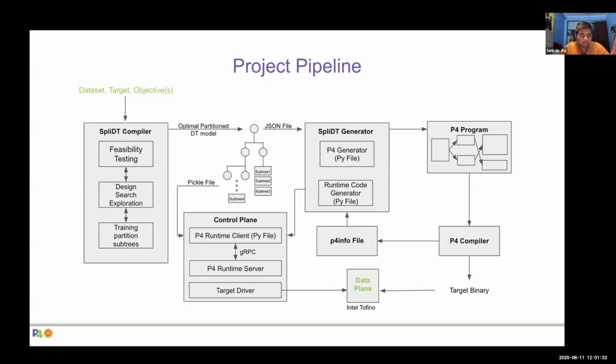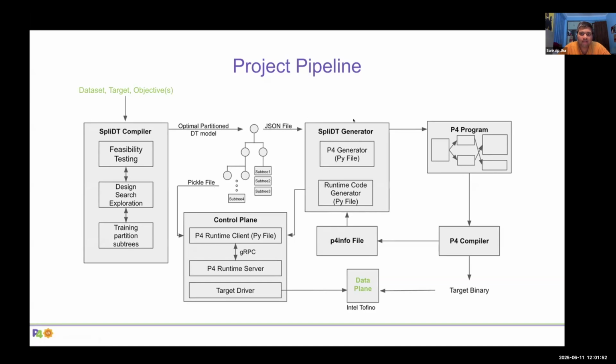And so this is a split compiler. It is actually performing the Bayesian algorithm through HyperMapper and providing us the optimal partitioned decision tree model. As this is the decision tree model which we have obtained from this compiler, it actually provides two outputs, a JSON file and a pickle file.